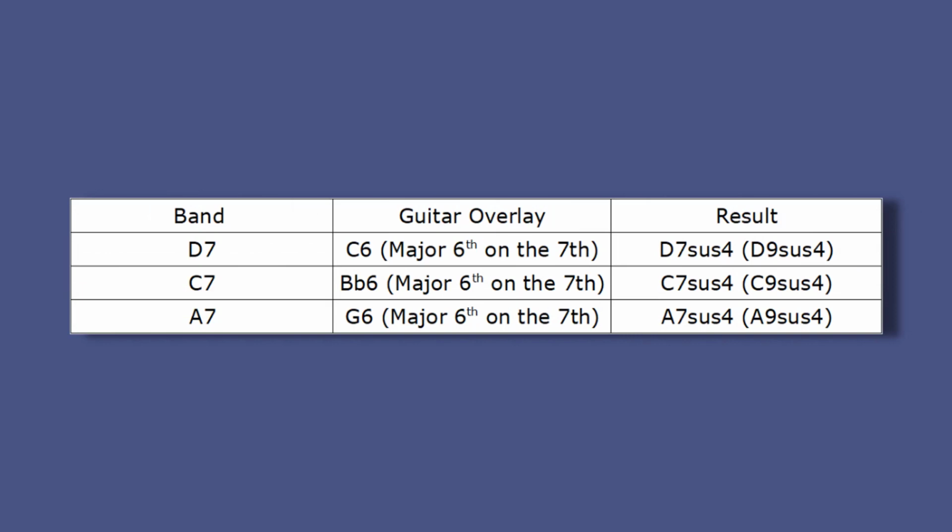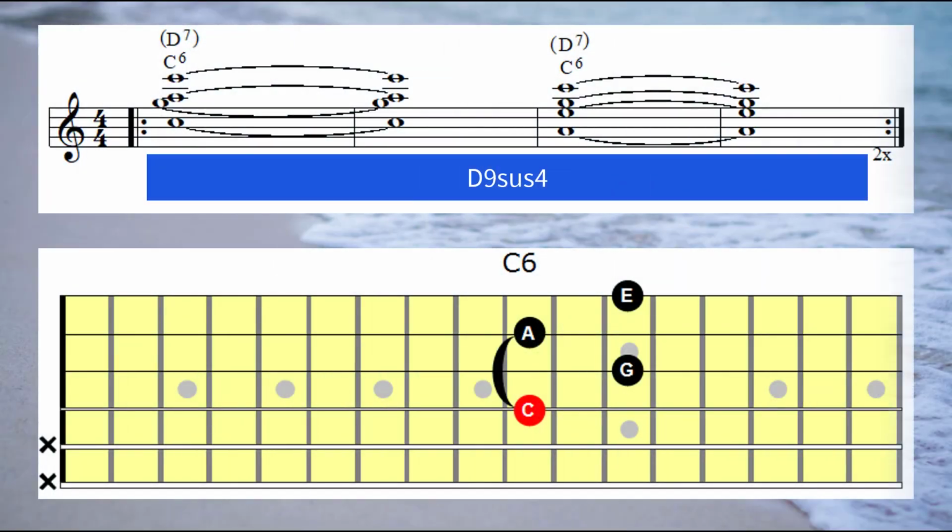Let's try one more example. Let's say the band is playing A7, so the 7th note of an A dominant 7th chord is G. Therefore, if we played a G major 6th chord over the A7th background, the resultant sound would be A9 suspended 4th. Okay, time to grab your guitar and let's try these ideas out.